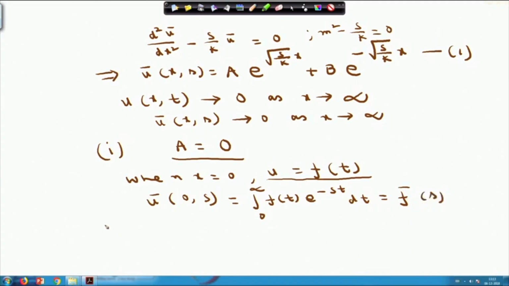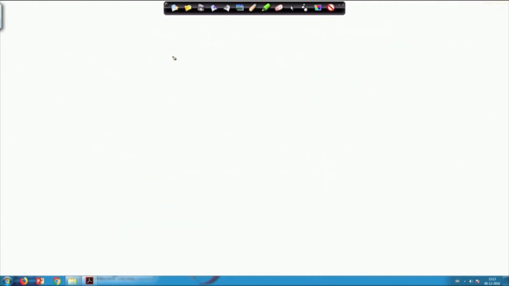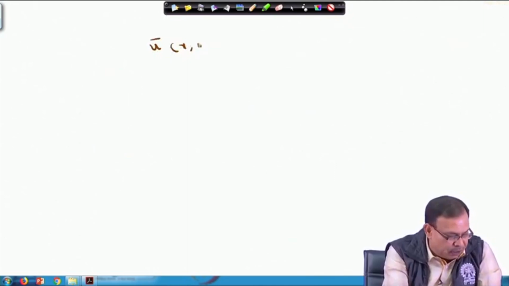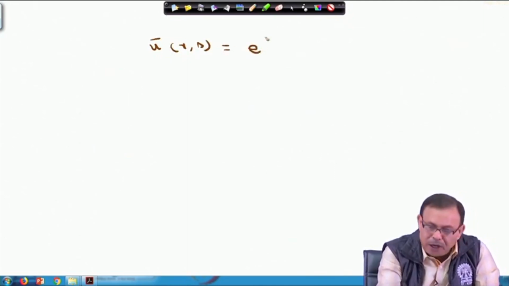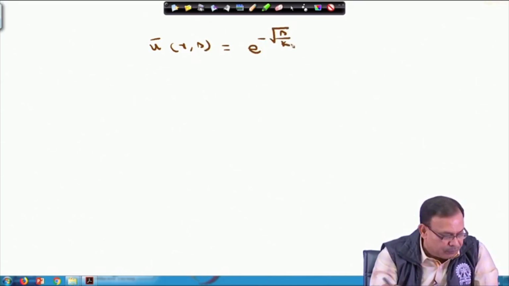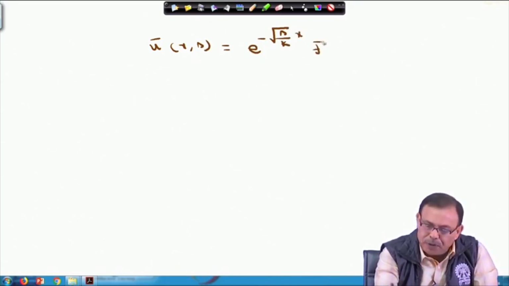If you substitute in equation 1 again, this will give you u bar(0,s). So your b is nothing but f bar(s). As x approaches 0, the exponential term will be 1, and u bar(0,s) is f bar(s), so b equals f bar(s). So in equation 1, the value of a is 0 and the value of b is f bar(s). So you can write u bar(x,s) equals e to the power minus root over s by k times x, times f bar(s).